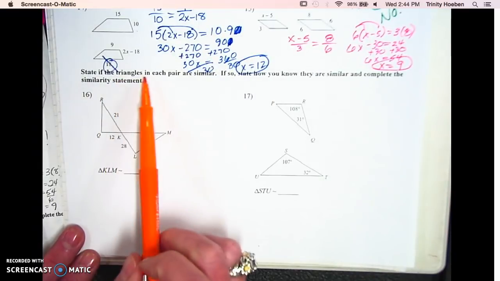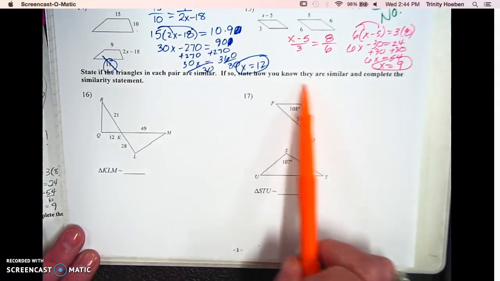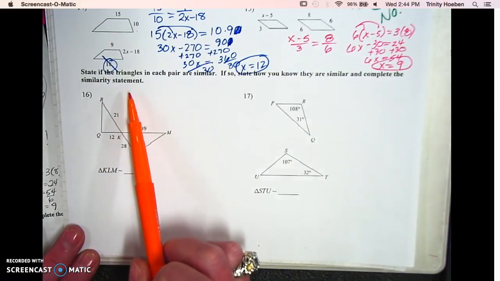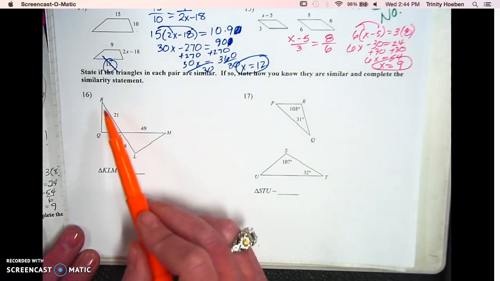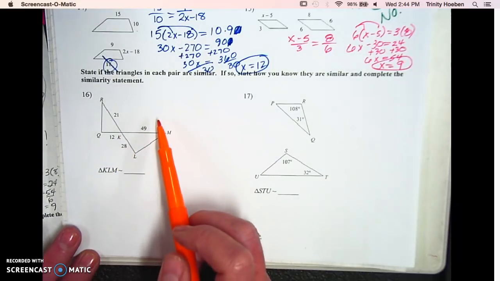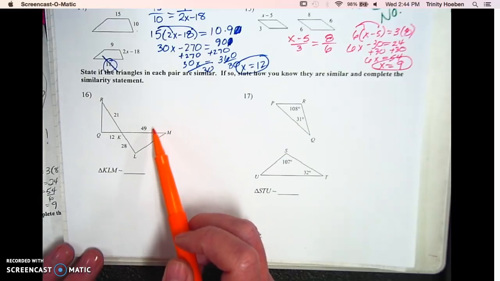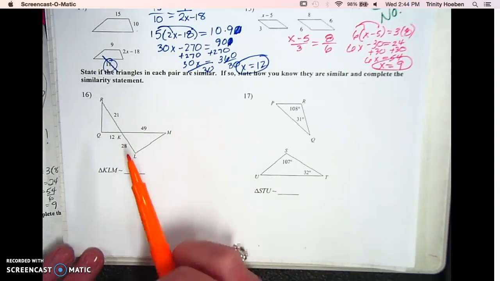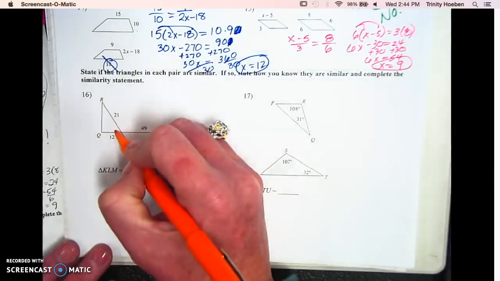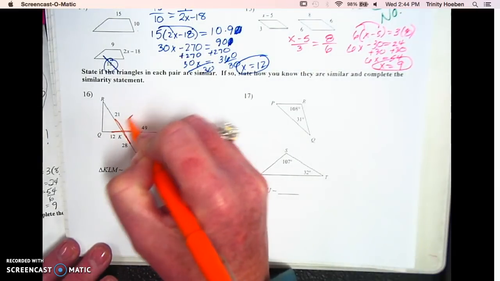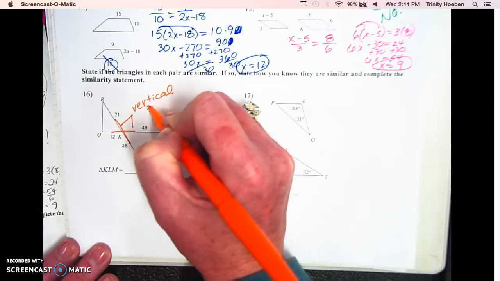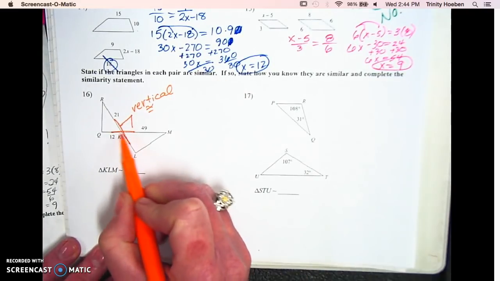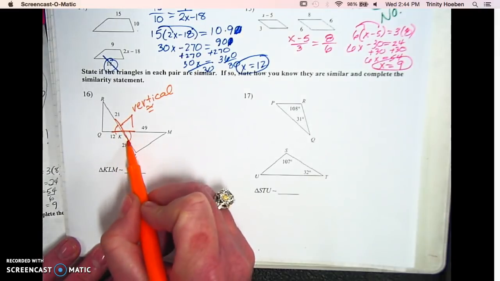Jump down to number 16. State if the triangles in each pair are similar. If so, state how you know they are similar and complete the similarity statement. So on number 16, we have some sides that match up. We'll need to check and make sure they're in the same ratio in just a second. But we also need to have a pair of angles. Well, the way these are drawn, you have this x right here, which makes these vertical. And vertical angles are always congruent. So we have a pair of angles here and here that are congruent to each other.